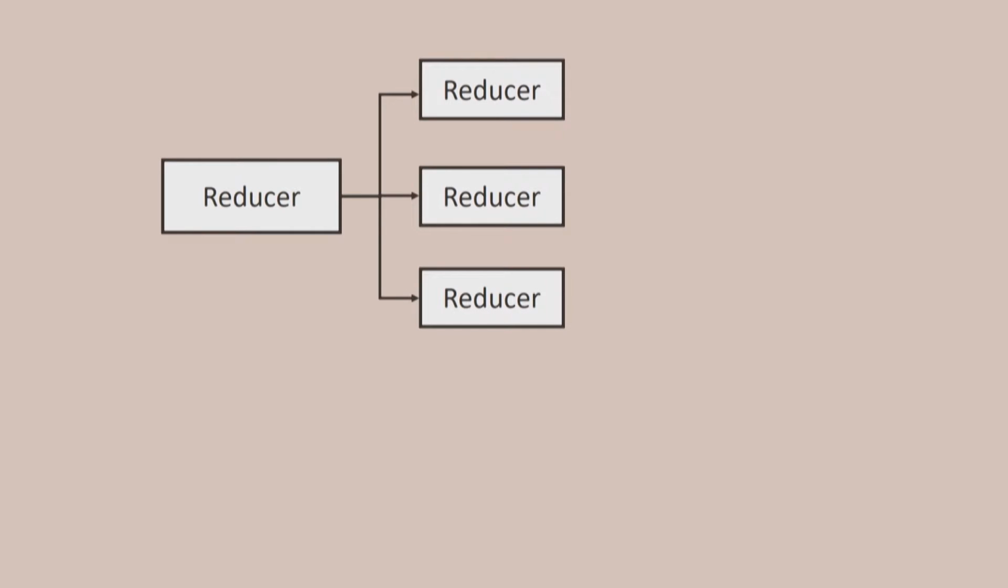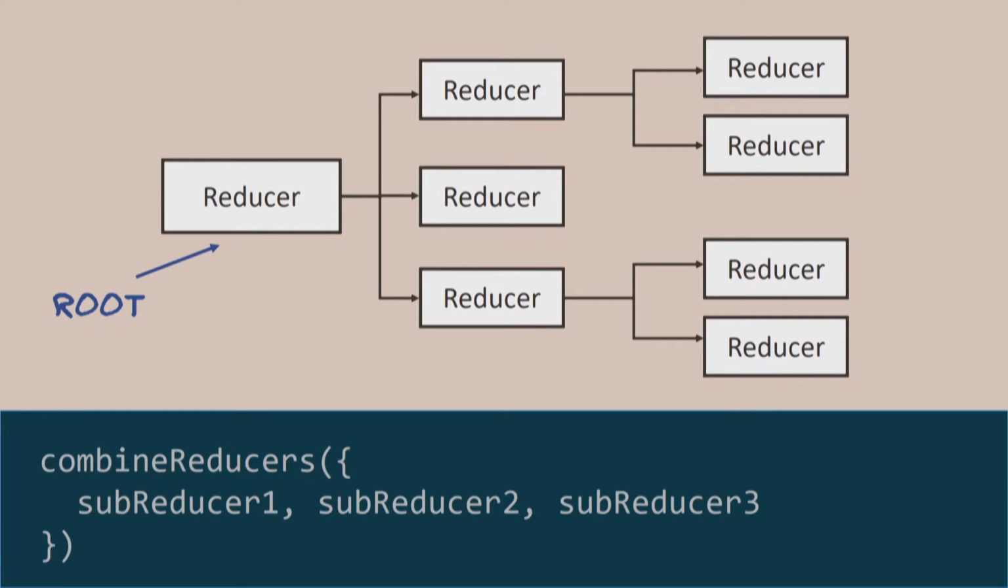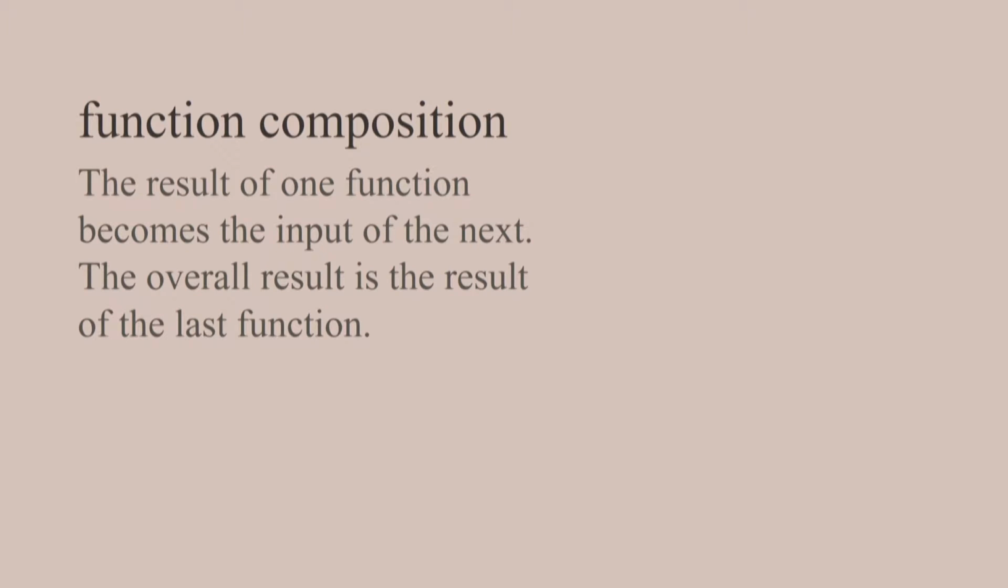You build up over time a tree of these reducers. And we call the top one the root. In fact, Redux has a function called combine reducers, which can do all this knitting them together for you, which is really nice. The technique that we use to compose these functions is surprisingly called functional composition. And all it means is that you basically chain functions so that the result of one function becomes the input of the next, and the overall result is what comes out at the other end.